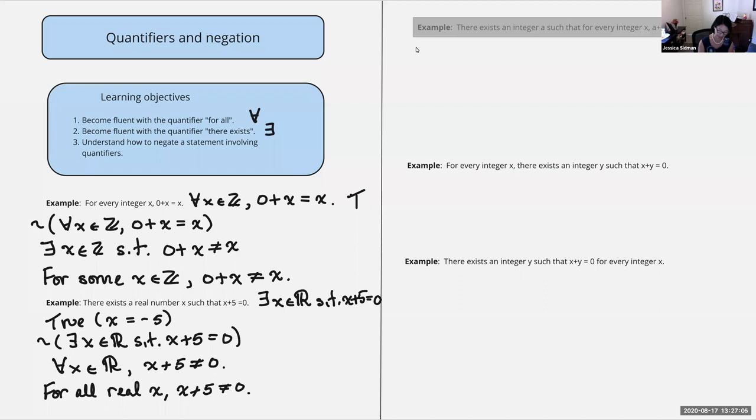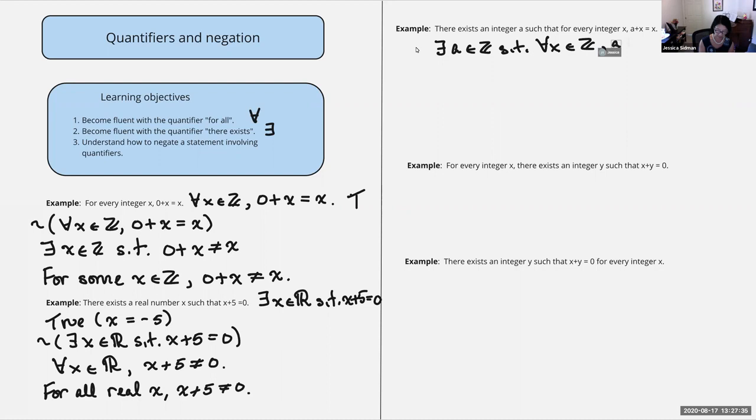This is a true statement. We could take a equals 0, and that's the number that exists that makes it true. We could rewrite it in logical notation: there exists an integer a such that for every integer x, a plus x equals x.